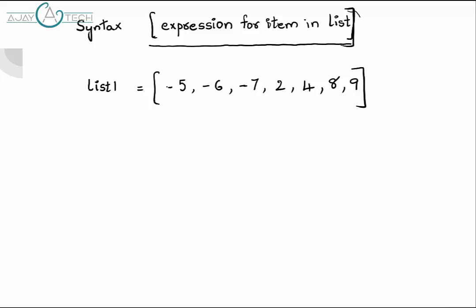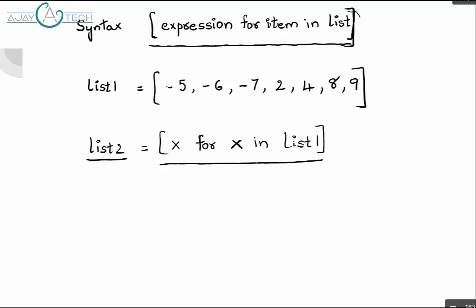They consist of square brackets containing the expression which needs to be executed for every element, along with a for loop to iterate over each element. Using an example, we will understand how this works. So, in our first example, we want to create a list 2, which is an exact copy of list 1. So, we will try and understand this expression here.